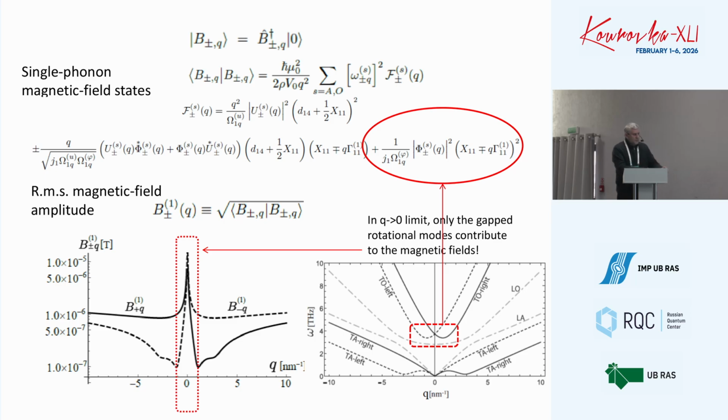We see that no inversion symmetry exists, but this operation Q to minus Q relates B plus Q and B minus Q. Also, a logarithmic singularity is present at small q, and analysis of this expression shows that local rotation, related with depthful excitations, contributes to this singularity.